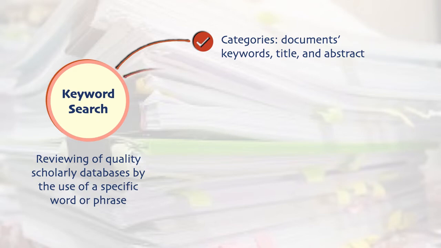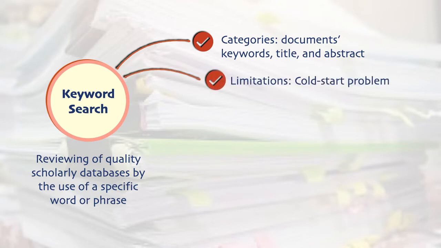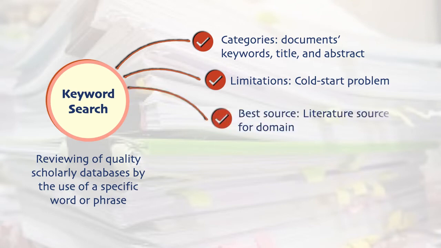Keyword searching presents a classic cold start problem for the novice researcher. That is, how can we identify the applicable keywords for an unknown domain? The best source for keywords is, of course, the literature base for the domain, and all articles reviewed should be read with an eye for potential keywords.